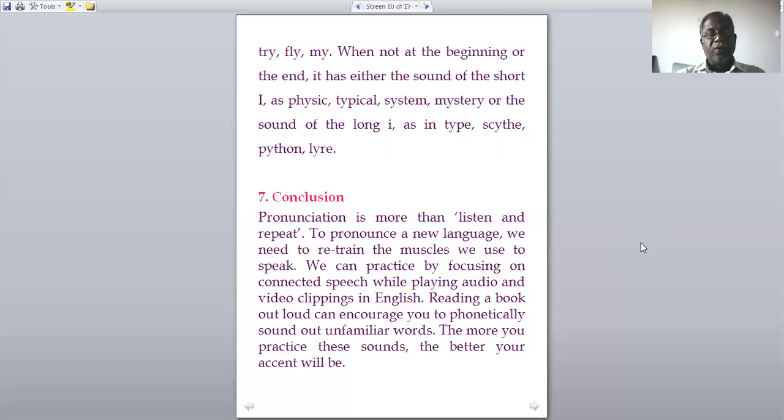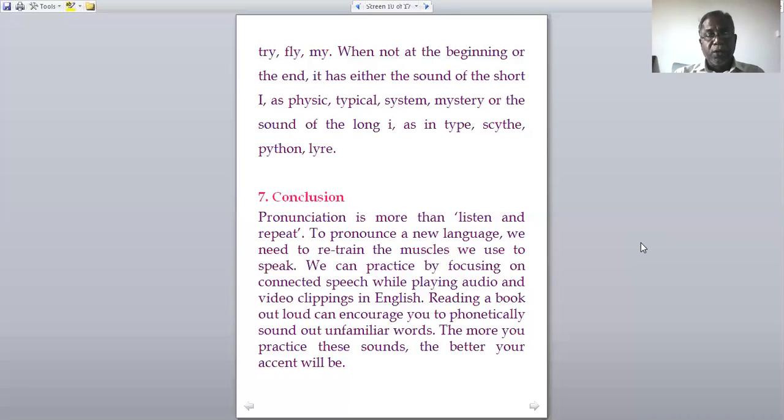We can practice by focusing on connected speech while playing audio and video clippings in English. For these video and audio clippings, you also need to listen to native speakers' video clippings. BBC is a wonderful thing. They broadcast many programs, especially for non-native speakers, that you will have to listen to. Reading a book out loud can encourage you to phonetically sound out unfamiliar words. If you are not familiar, there are audio dictionaries available that you can play and listen to using headphones and earphones.